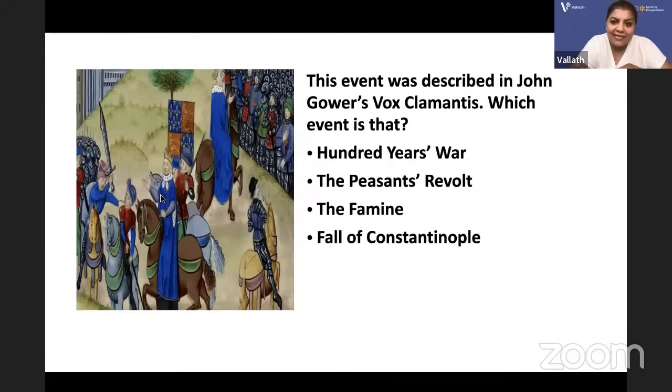Which event is that? Is it the Hundred Years War, the Peasants' Revolt, the Famine, or the Fall of Constantinople? John Gower's Vox Clamantis talks about the Peasants' Revolt. The Peasants' Revolt of which year, Ankita? It was 1381. Correct. Peasants' Revolt of 1381, a very important event in which Wat Tyler, the leader of the peasants, was beheaded. All right. Okay, next question.